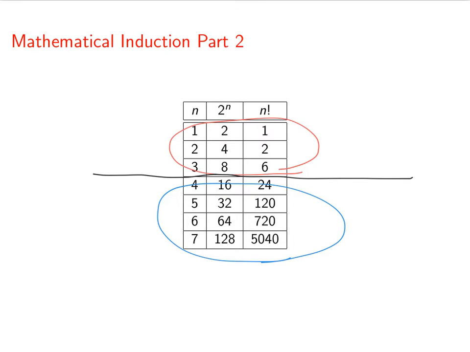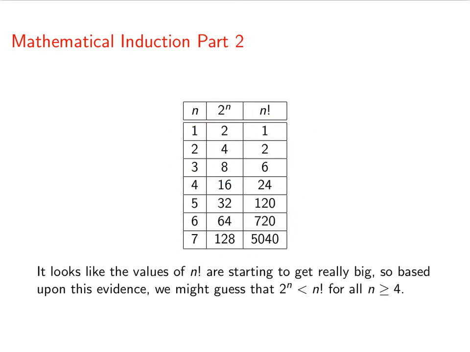This is not a proof, but it leads us to think that maybe this is a possibility. It looks like n factorial is starting to get big. So we can make a conjecture on the basis of this evidence that 2 to the n is smaller than n factorial as long as n is larger than or equal to 4.